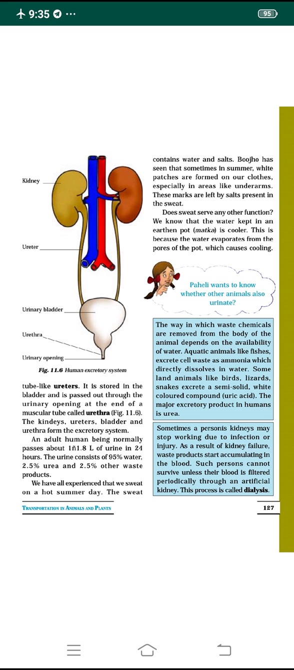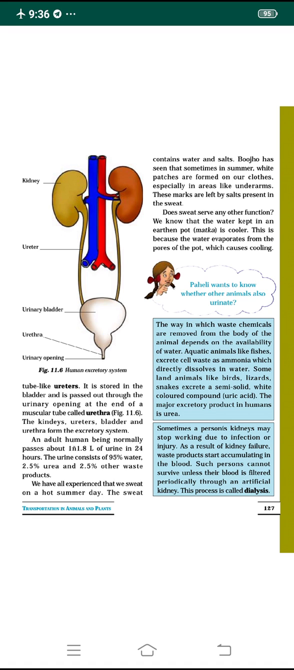Does the sweat do any function, sir? Is it doing any work? Yes, see, we know that water kept in an earthen pot is cooler. Do you know one thing? When we keep water in the earthen pot, matka as we say in Hindi, or madake in Kannada, it remains cooler.